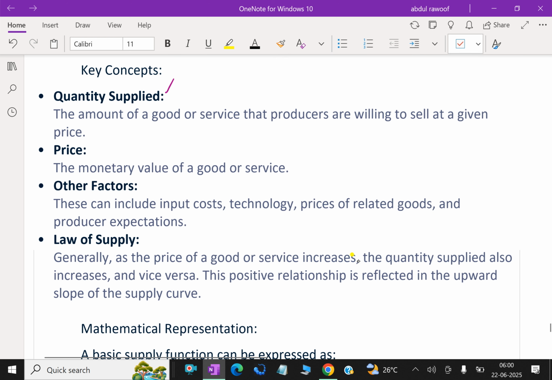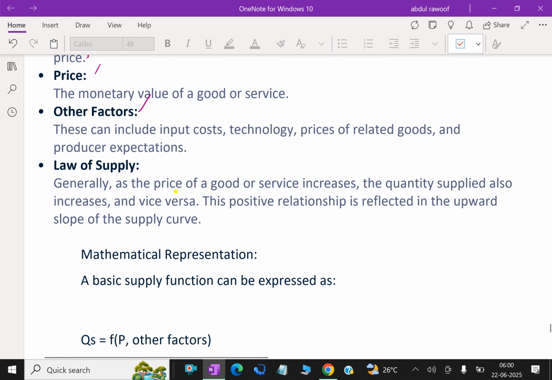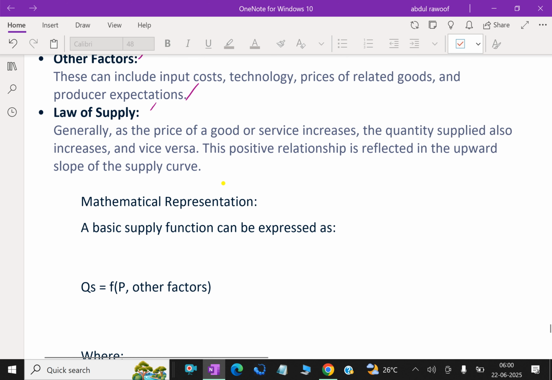Quantity supplied: the amount of good or service the producers are willing to sell at a given price. Price: the monetary value of a good or service. Other factors: this can include input cost, technology, prices of related goods, and producers' expectations. Law of supply: generally, as the price of goods or services increases, the quantity supplied also increases, and vice versa.